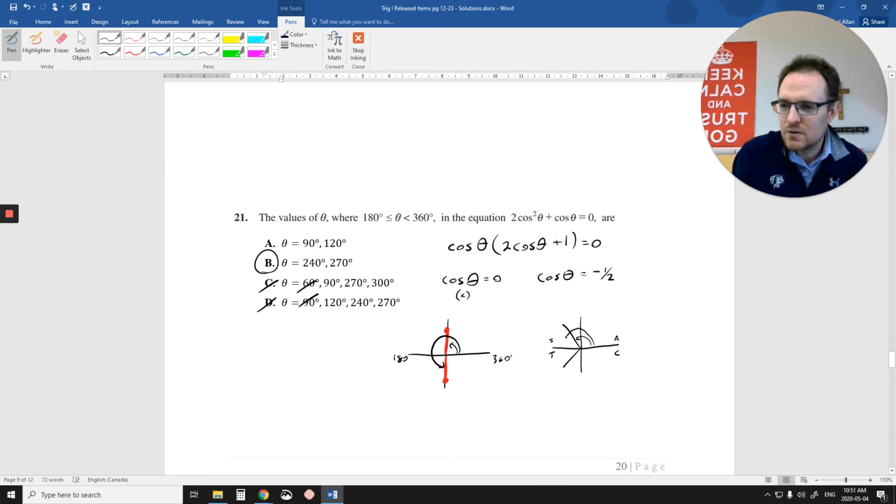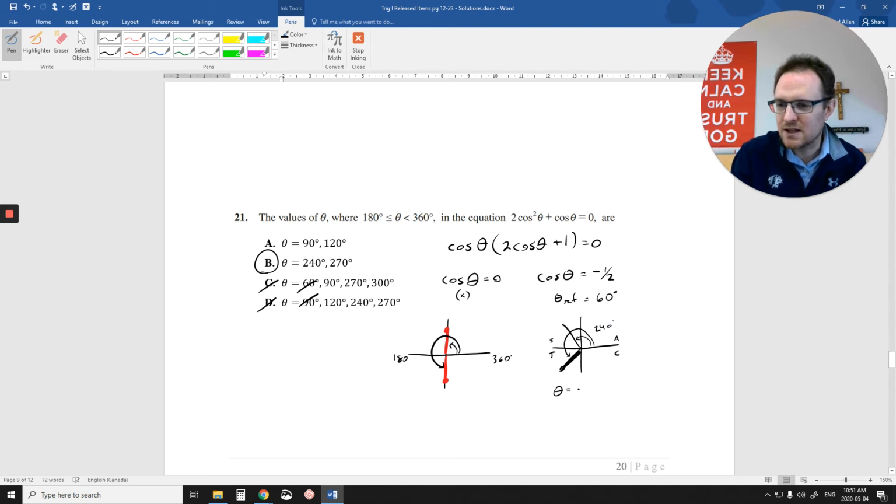So these two angles. Now, the only angle that really works here is going to be this one on the bottom. And the reference angle is 60 degrees, I believe. Yeah. So that's going to be 240. Yeah, so 240.